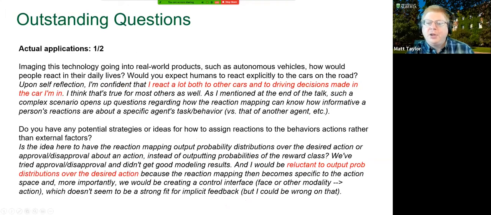Okay, and then there were a few questions about actual applications. Brad was saying that, yes, if I'm in a car, I might be reacting to what other people are doing more than what my car is doing. So trying to figure out what to pay attention to is pretty important. And then there's another person, we're thinking about assigning reactions to the behaviors rather than the external factors. I didn't quite understand this question. Maybe the person who had asked this would be willing to unmute and talk about what they were thinking.